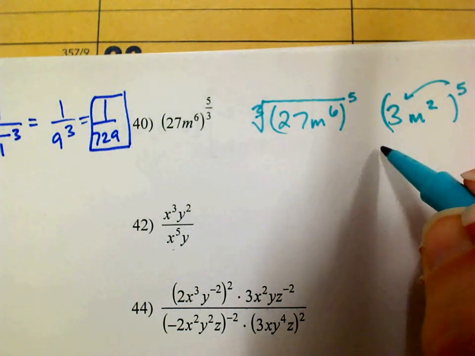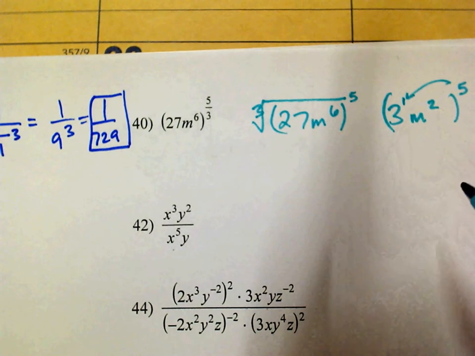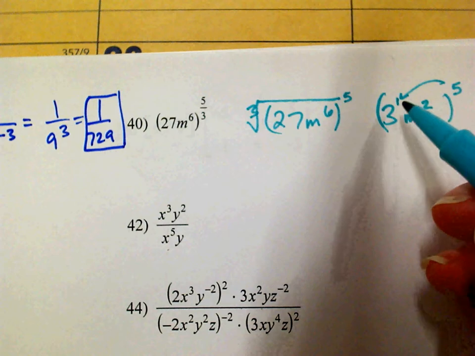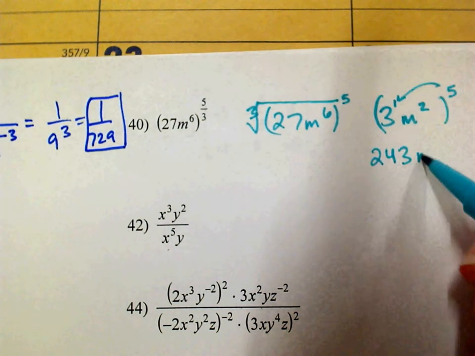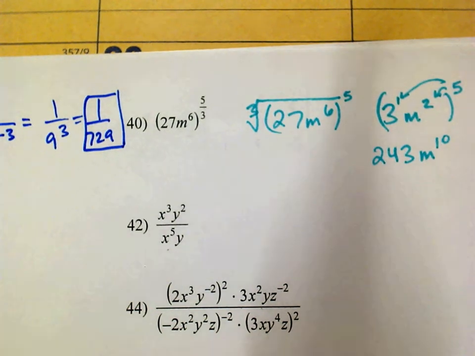What's 3 to the 5th? Because I have a lot of people that would say 3 times 5 right there. But remember, this is a power. And when I do this, I've got to multiply that power. So that's 3 to the 5th, which is 243. M to the what? M to the 10th. And there's my answer: 243 m to the 10th.